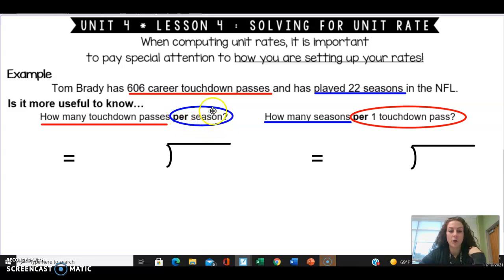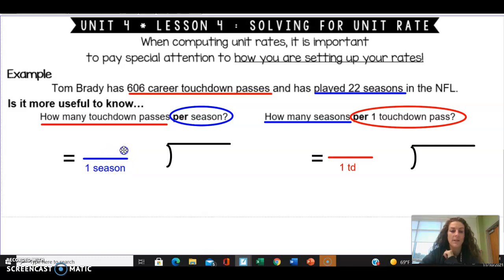If I want to find per season, our unit rate, we're going to need to find for one season. Remember, it's implied that we're talking about one here. Whereas if we're talking about per one touchdown pass, we need touchdown on the bottom. So our rates are going to be set up differently based on the unit rate we're trying to find. So let's find the first one. How many touchdown passes per season?